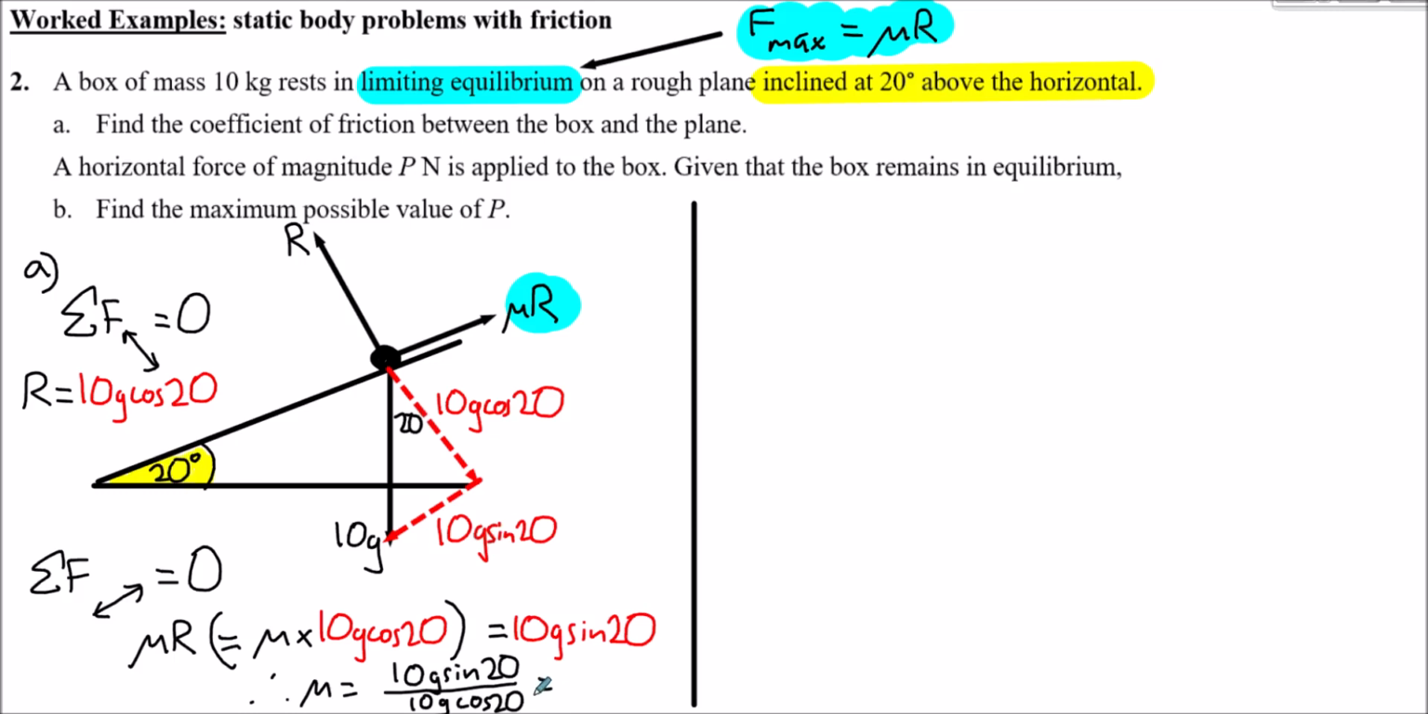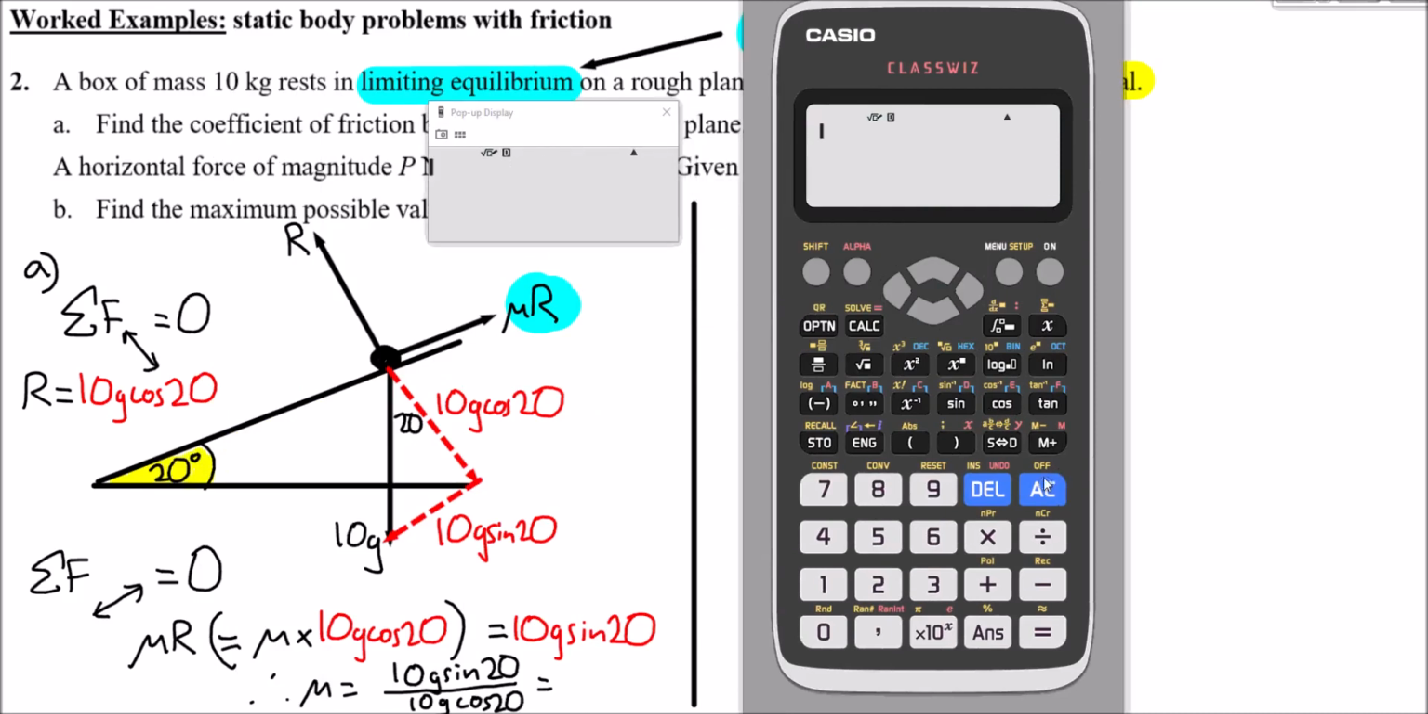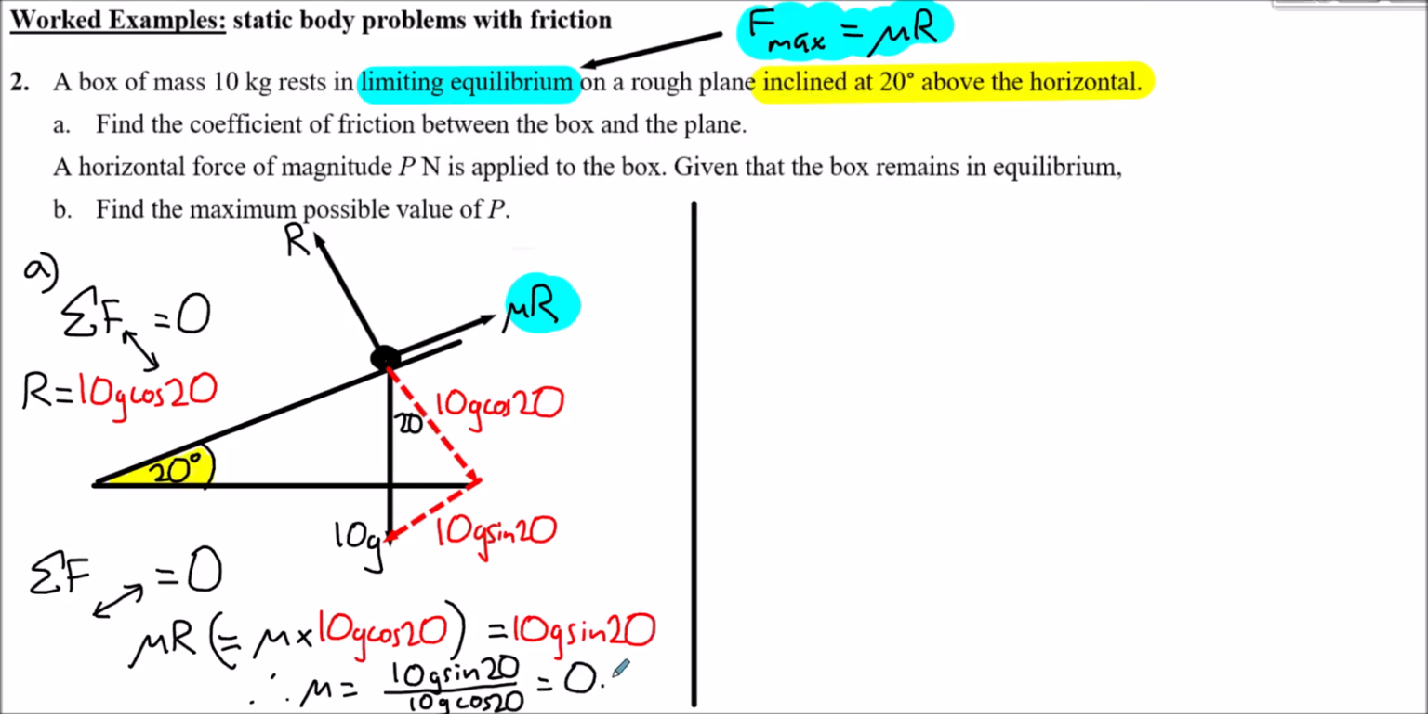Don't feel like you need to spot that. It's just nice if you can start to see these links. So if in doubt, type it in on your calculator exactly like this. In fact, I will do just to show you. Or you could spot and notice that it's going to be the same as tan 20. So 10 times g, 9.8, times sine 20. On the bottom, 10 times 9.8 times cosine 20. That gives us 0.364 to 3 significant figures. If you just check tan 20, it is indeed the same. So that's 0.364.